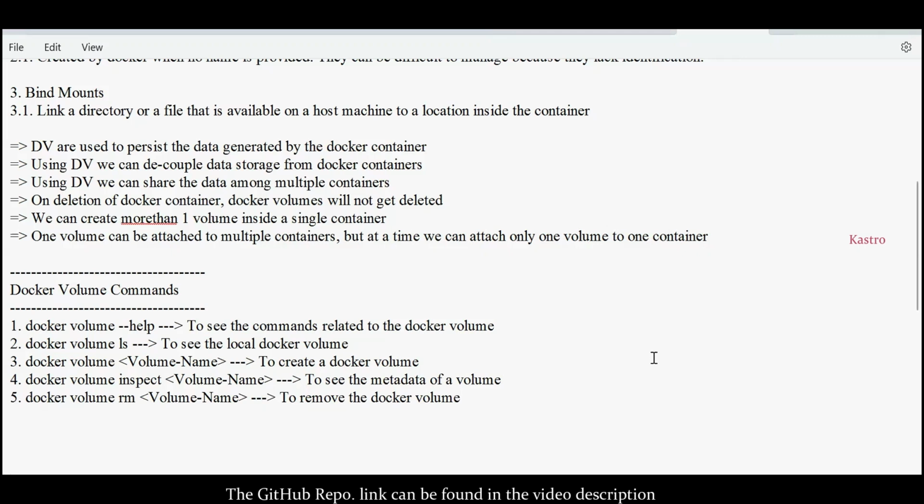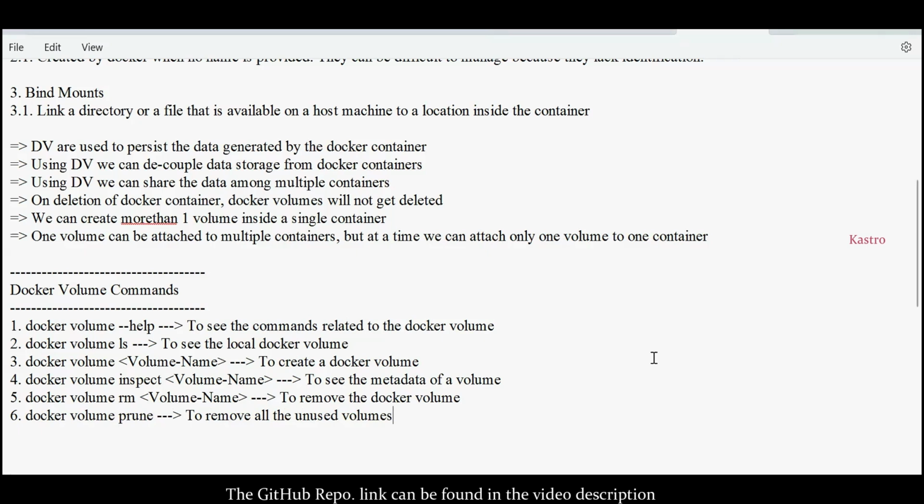If you want to remove all the unused volumes, let's say some volumes are there which you created previously but currently you are not using, since the volumes are unused, you want to remove all of them. So, docker volume prune. This command is used to remove all the unused volumes. Docker volume prune will delete all the unused volumes.